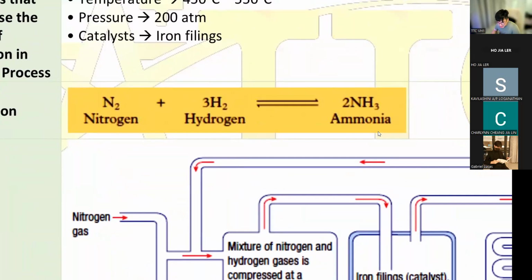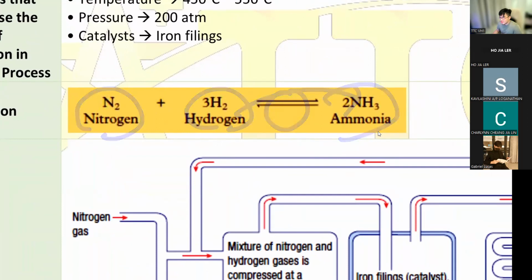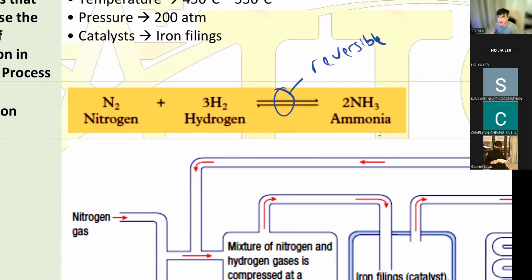Because you see, this process might look very easy to you, but it's not easy to do. Why do I say so? Nitrogen plus hydrogen, you get ammonia. Can you see this arrow? Why are there two arrows? Anyone here knows what it means by the two arrows? That means they go front and back. This arrow means it is reversible. Okay, this makes a problem.